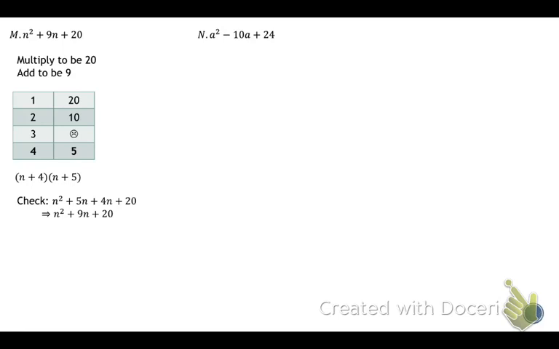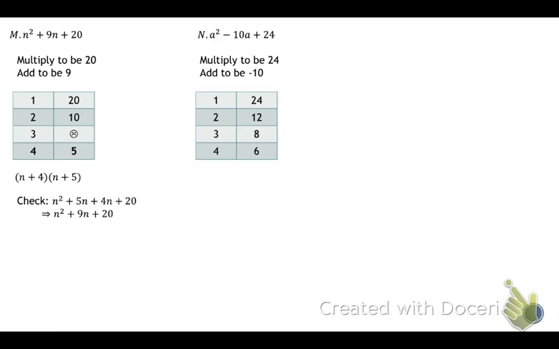So a squared minus 10a plus 24. So it must multiply to be 24, add to be negative 10. This negative might make this weird. It's okay. So 1 and 24, 2 and 12, 3 and 8, 4 and 6. 5 doesn't go into it, but then 6 is right here. So we're done.